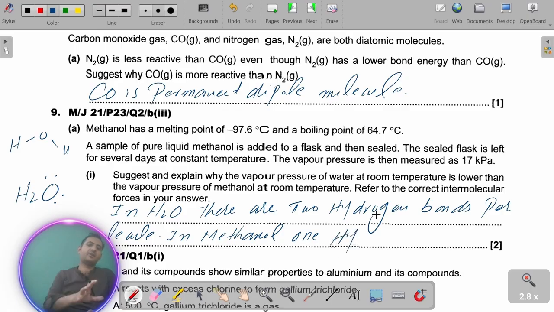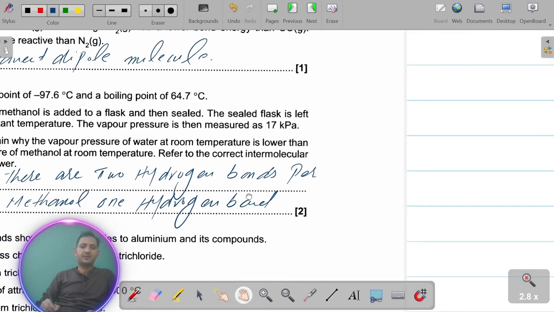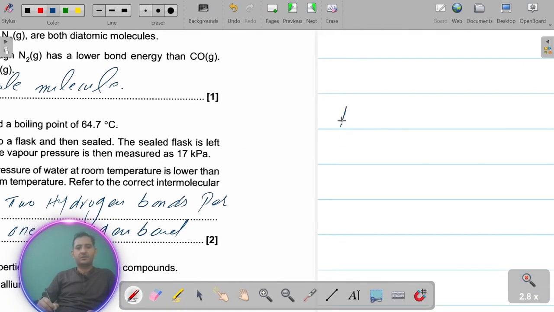So that is the reason why in water more energy is required to overcome these forces. How? Let me explain. For example, here we have the structure of water, and here we have two lone pairs of electrons. These two lone pairs of electrons can attract the hydrogen of another water molecule, and this one can also attract this partial positive hydrogen.